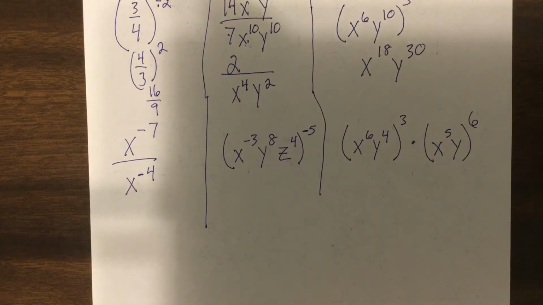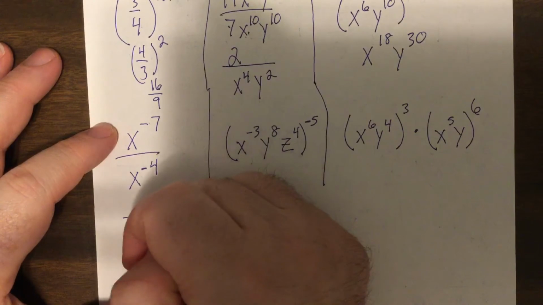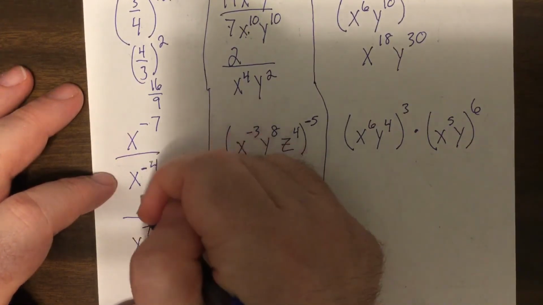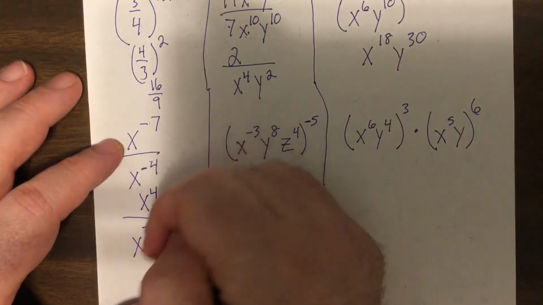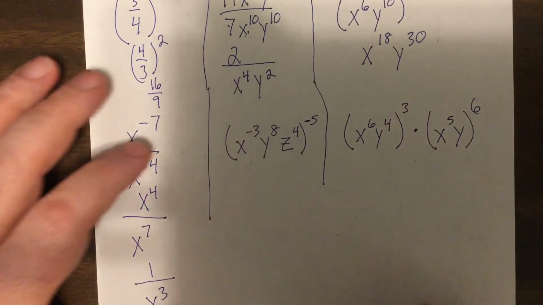And last one, set. Do those 3 problems, and then we're done. Okay, negative. Move it on down. Negative. Move it on up. When you divide two things, same base, you subtract the powers.